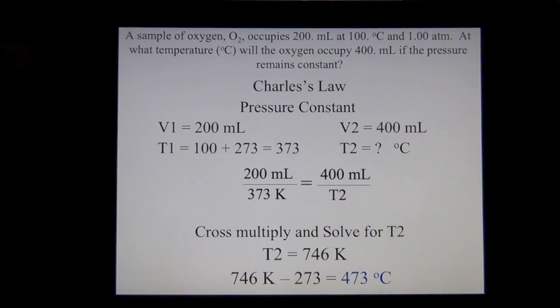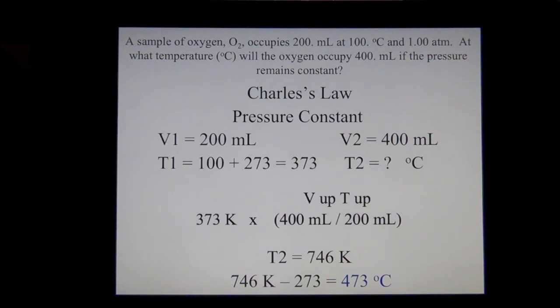Since we want our final answer here in Celsius, now we can go ahead and subtract the 273. And our final answer here, based on doubling our volume, going from 200 to 400 milliliters, made our temperature go from 100 degrees Celsius up to 473 degrees Celsius. So what you see in front of you is the algebraic method of solving a Charles's law problem. We can also use the fractional method, so let's take a look at that.